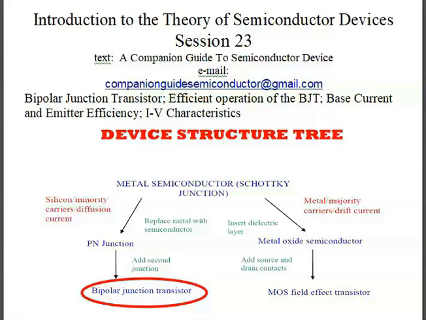Today we're going to start on the bipolar junction transistor, and we'll be looking at some general characteristics of the BJT, base current, emitter efficiency, and finally, if we get there, hopefully we'll be able to start on the current voltage characteristics, the IB characteristics.